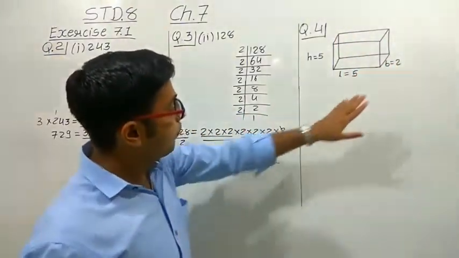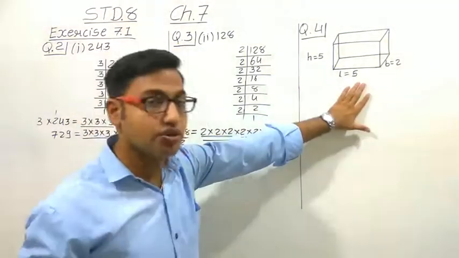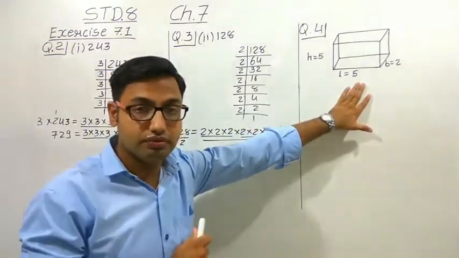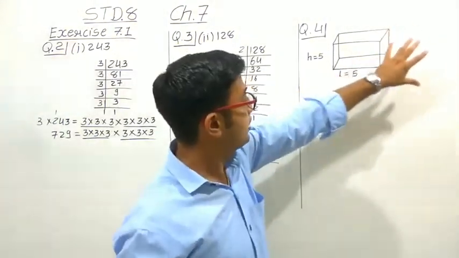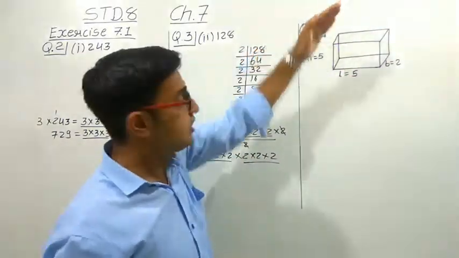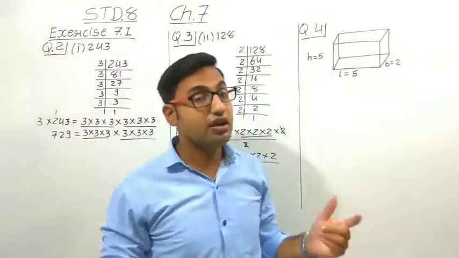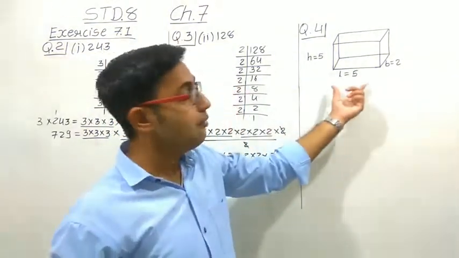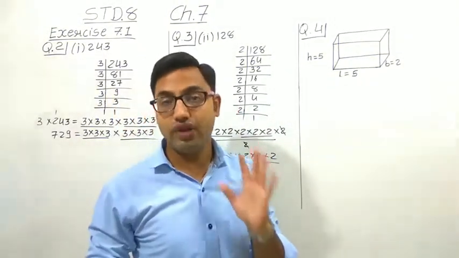Okay. Now, using this cuboid, we have to make a cube. So some cuboids we have to put adjacent to this, and some we have to put on the top of this. In this way we have to make a perfect cube. But to make that perfect cube, how many such cuboids do we require? That we have to find out.